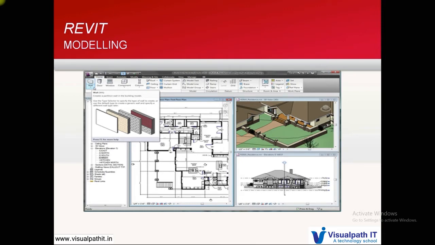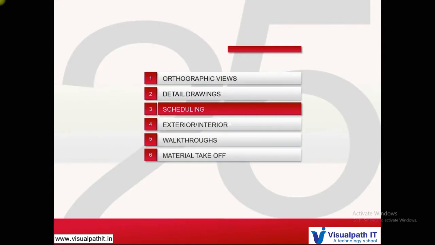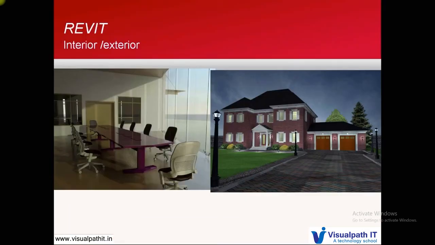Plan, if you have an AutoCAD, you can bring it here directly. So all this coordination is done simultaneously, which will help you in modeling easily. Okay, so now what is Revit going to generate? It is going to generate orthographic views for you, detailed drawings, that is in 2D also it will generate, scheduling, then you have the exterior and interior views you can see, then you can do the walkthroughs and you can take out the quantity.